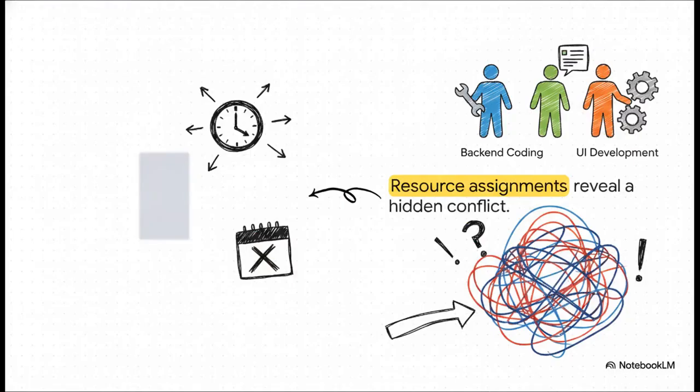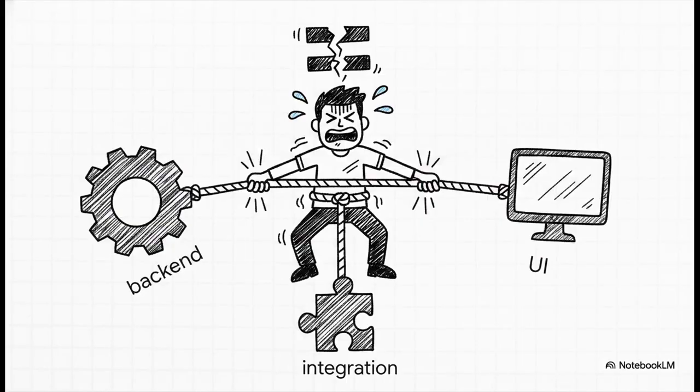Now, what's really interesting about this slide is what happens when we introduce the actual humans doing the work. Suddenly, a completely hidden scheduling conflict emerges in our resource column. Our poor, overcaffeinated senior developer, let's just call him Dave, is double booked. Actually, scratch that. He's triple booked. He's assigned to back-end coding, UI development, and integration. We literally have one person assigned to 3 separate tasks.